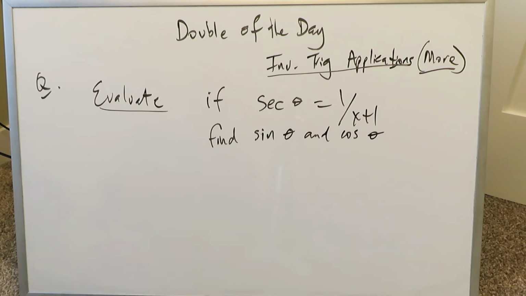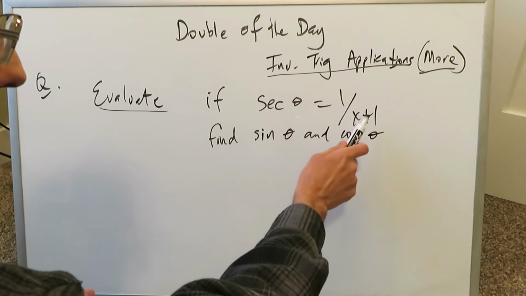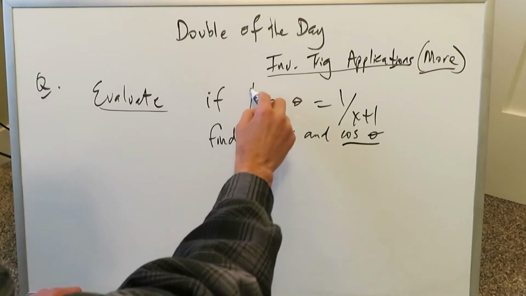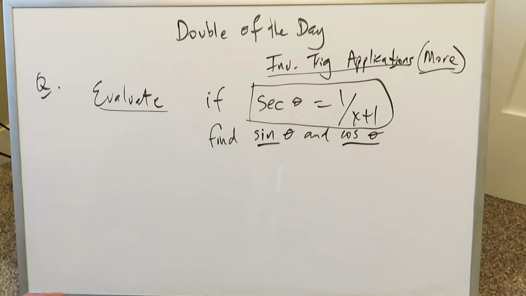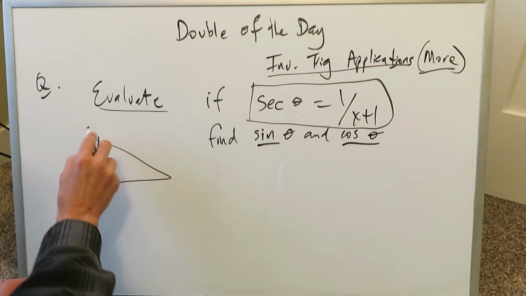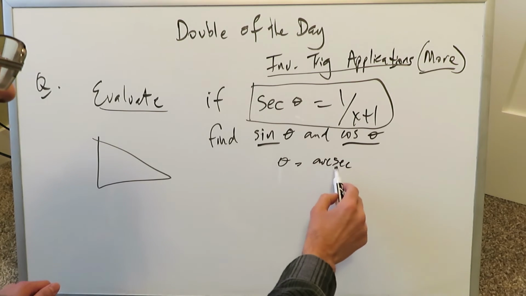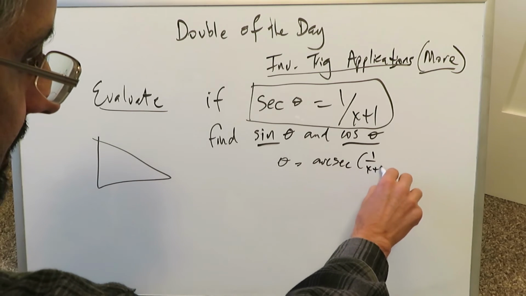Alright, our second and last question is this. If secant theta is equal to 1 over x plus 1, we have to find sine theta, we have to find cosine theta. Remember, you always look at this initial expression to develop your triangle, and we will do that. Theta here is equal to arc secant or inverse secant 1 over x plus 1.